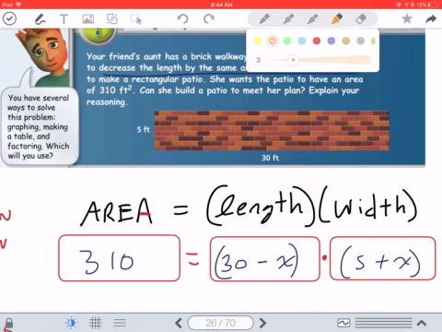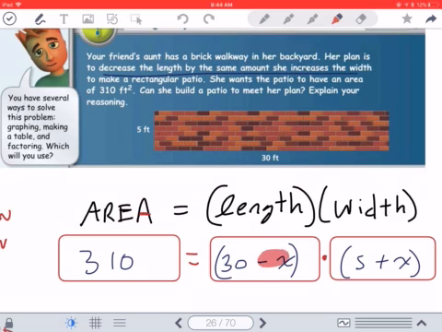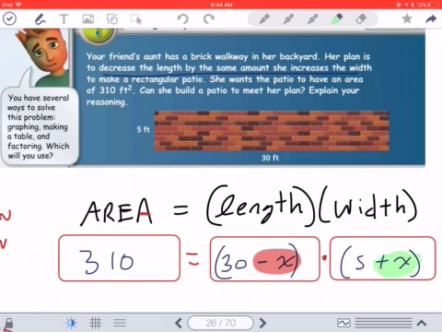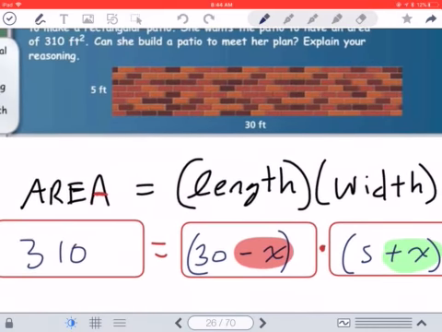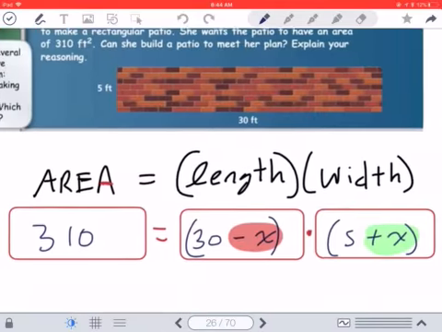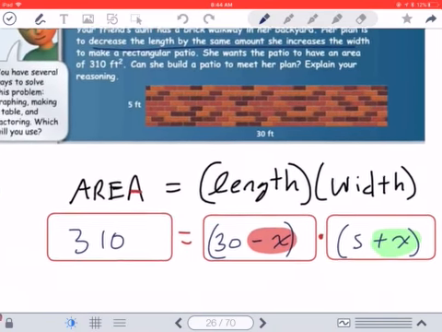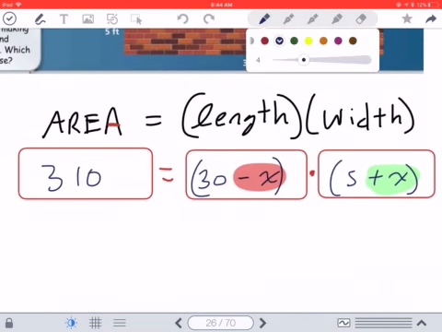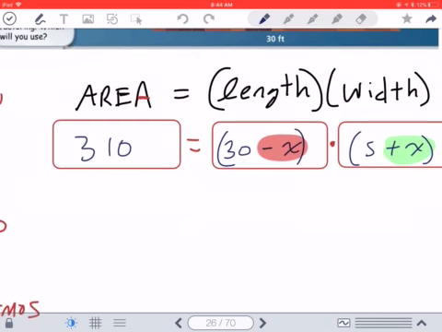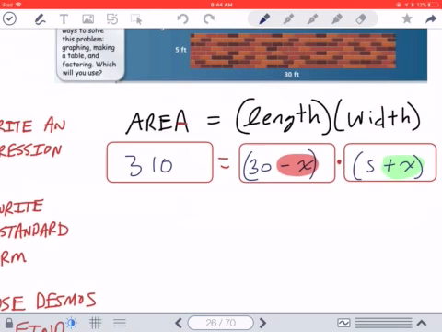All right, so she's decreasing the length and increasing the width. So taking some bricks from the length, put in the width. Is that going to work out? I don't know. We'll have to check and see. But it looks like she's got some of these half pieces. Might not work out exactly to be a rectangle. So we can figure that out by factoring. Okay, so figure it out by solving.